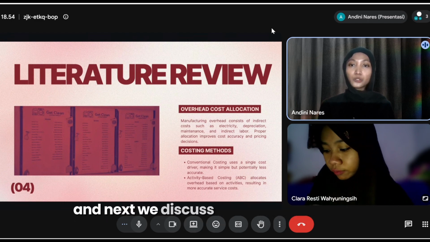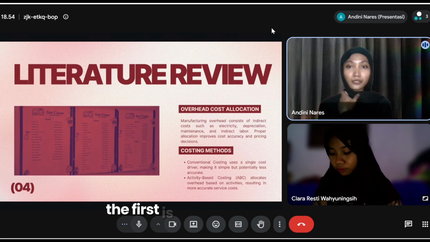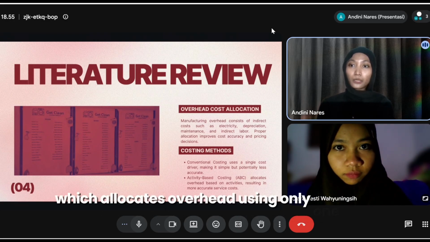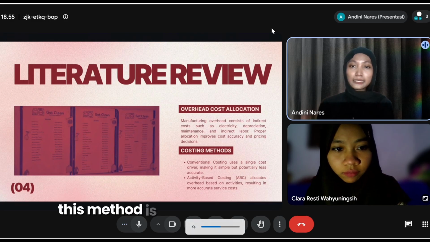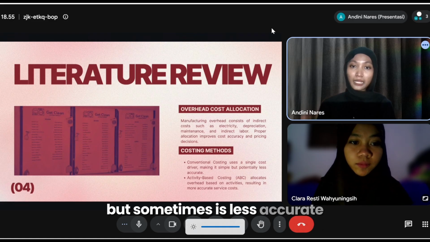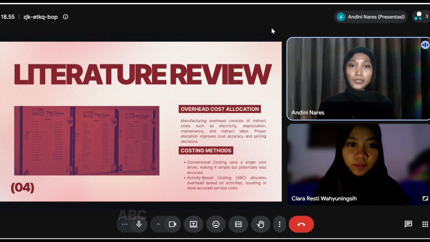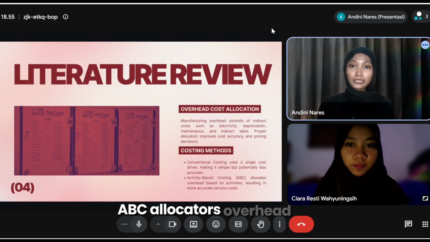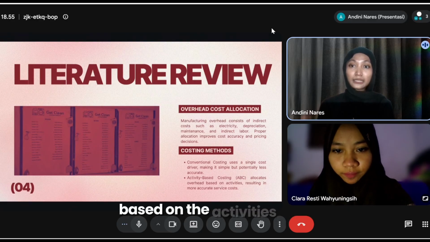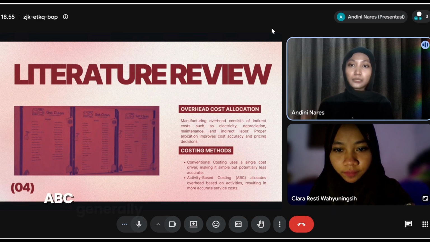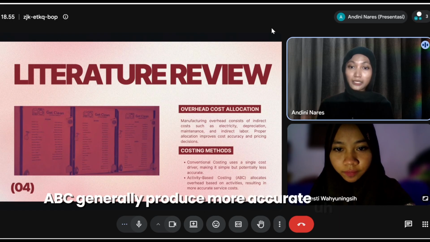And next, we discuss two costing methods. The first is conventional costing, which allocates overhead using only one cost driver. This method is simple and easy to implement, but sometimes less accurate. And the second is activity-based costing or ABC. ABC allocates overhead based on the activities that actually consume resources because it uses multiple cost drivers. ABC generally produces more accurate service costs.